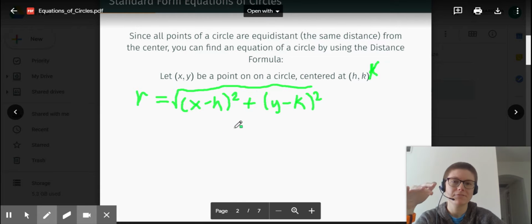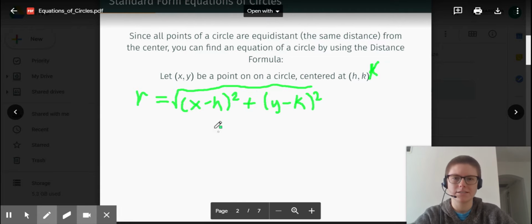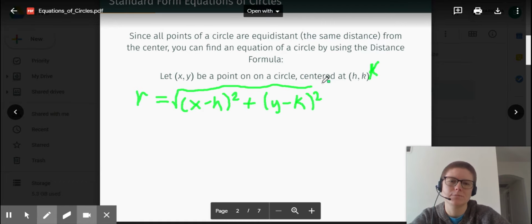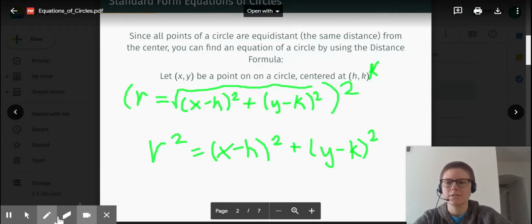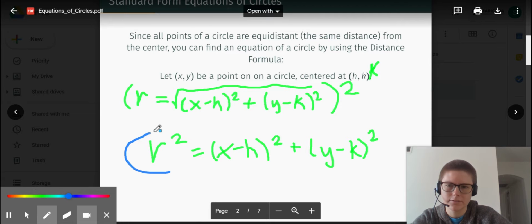We're not going to be solving for anything, but there is one thing we can do to simplify this and make it easier to think about, and that is to eliminate this radical by squaring the whole thing. That gives us r squared is equal to x minus h squared plus y minus k squared. And this is actually the whole formula for a circle.